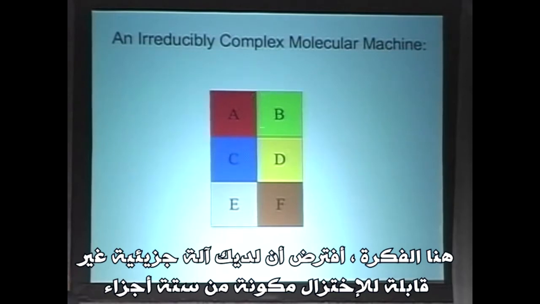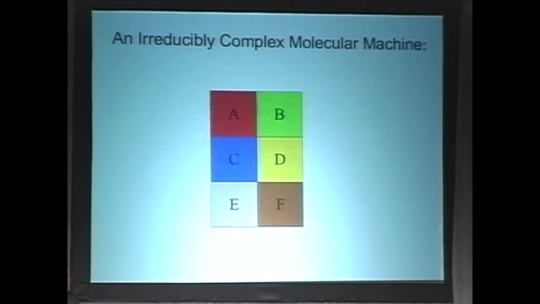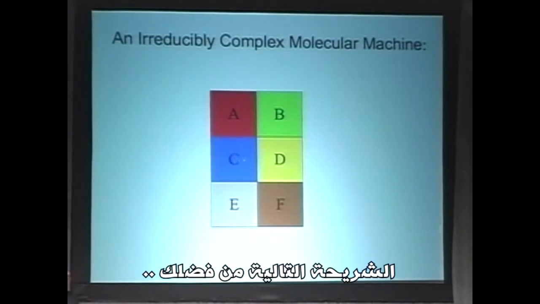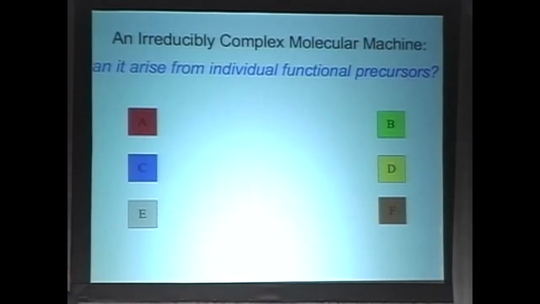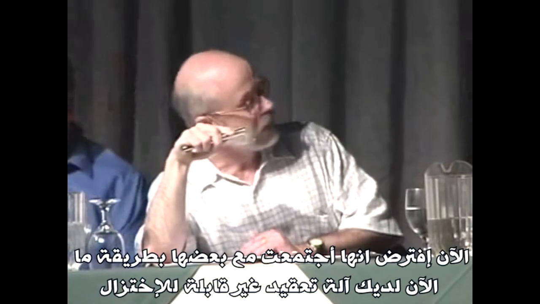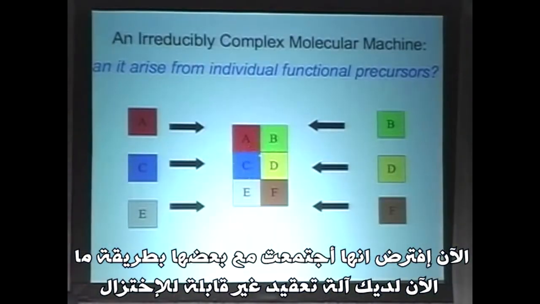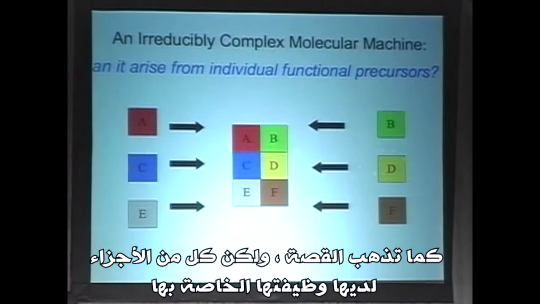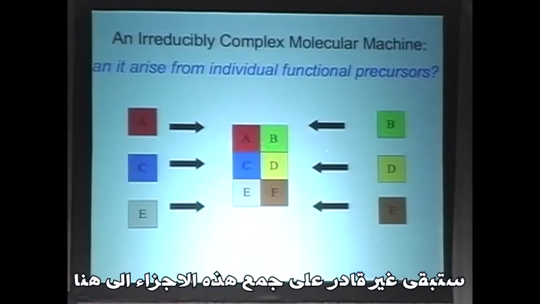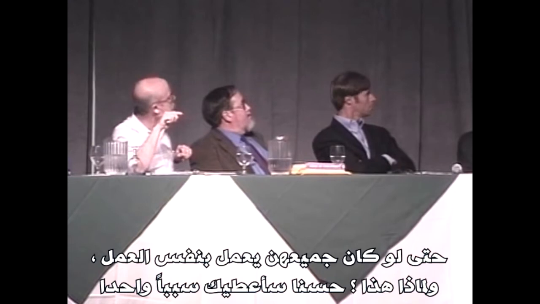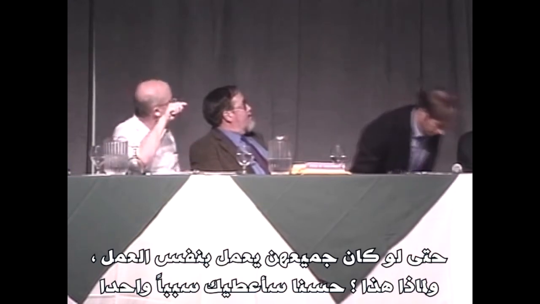And here's the idea. Suppose you have an irreducibly complex molecular machine made up of 6 different parts, labeled A to F. Suppose that they started out as individual precursors, each of which had their own function. Now suppose they got together somehow. Now you could have an irreducibly complex machine, the story goes, but each of the parts had their own function. And I submit that even if all of these things are doing the exact same thing they would do in the irreducibly complex machine, you still can't get from these parts to here, even if they're doing the same thing. And why is that? Well, here's one reason.